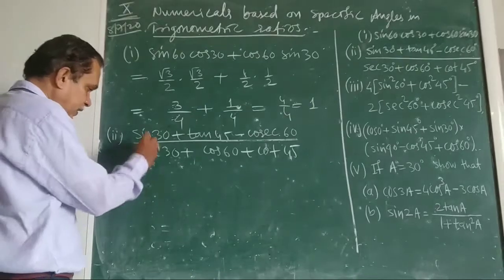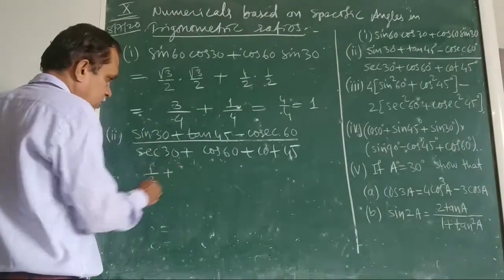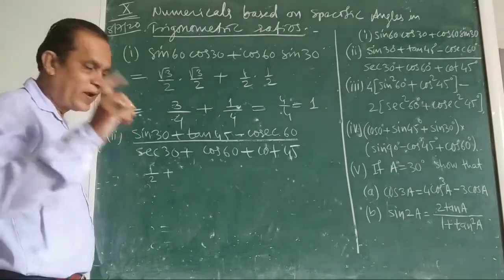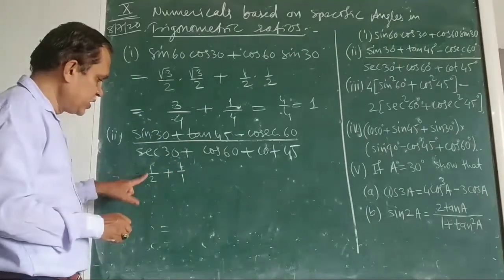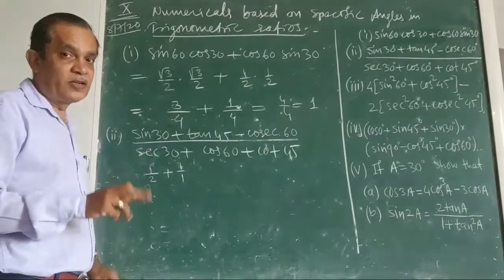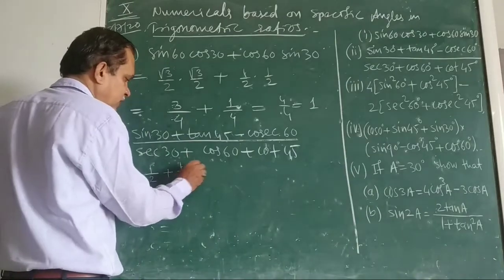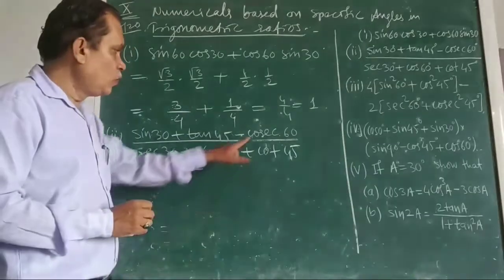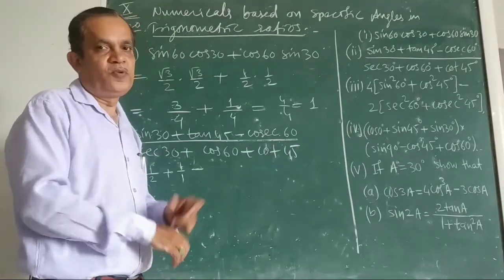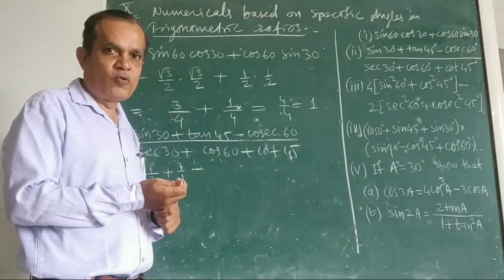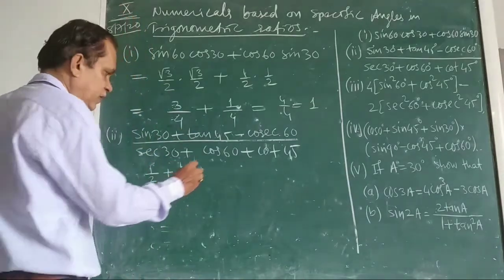Now see, sin 30 you know. Be careful. Sin 30 is 1 upon 2. Plus tan 45 is 1, I am writing 1 upon 1. Here, numerator and denominator, so write in the same pattern so it becomes easy to find the LCM. Minus cosec 60. Cosec is the reciprocal of sin. If you know sin 60, very good. If you know cosec 60 directly, very good. That is 2 upon root 3.